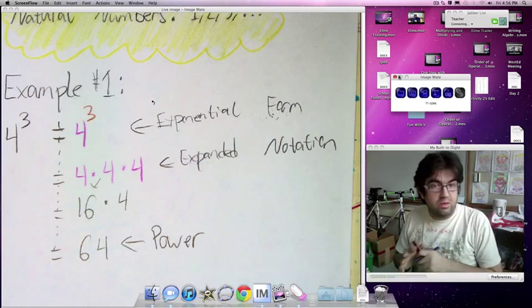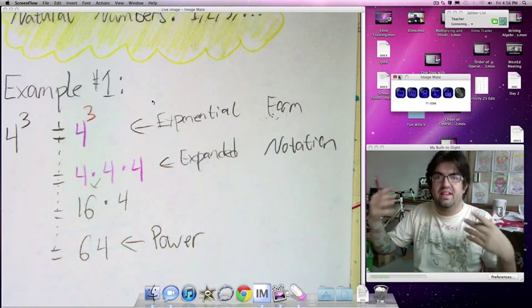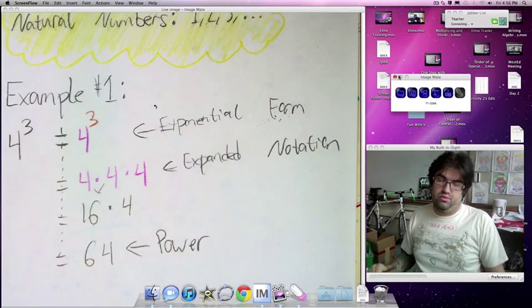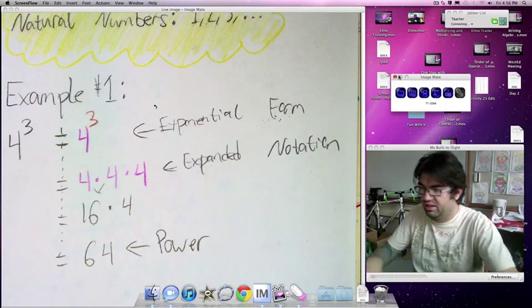Three very simple things. You've been doing this. We've already been doing this a little bit the first quarter, but now I'm actually giving it a name. This is a power. This is expanded notation. This is exponential form. Good times. Example number 2. Oh yeah, let's do it.